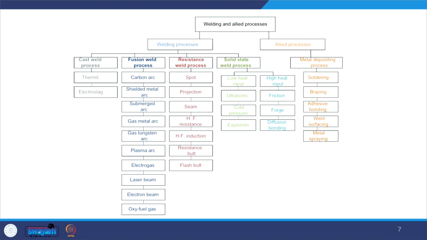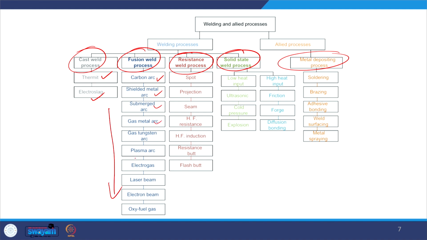This is just the overview of the set of welding processes. We have cast welding processes, fusion welding processes, resistance welding processes, solid state welding processes, and metal deposition. These are the allied processes. In cast welding we have thermite welding and electroslag welding. In fusion welding we have carbon arc, shielded metal arc, submerged arc, gas metal arc, and all those processes where fusion, melting of the faying surfaces is needed. Resistance welding is where the heat is generated by the electrical resistance principle, joule heating basically. In solid state welding processes we have low heat ones like ultrasonic welding, cold pressure welding, and explosion welding, and high heat processes like friction welding, forge welding, and diffusion bonding.